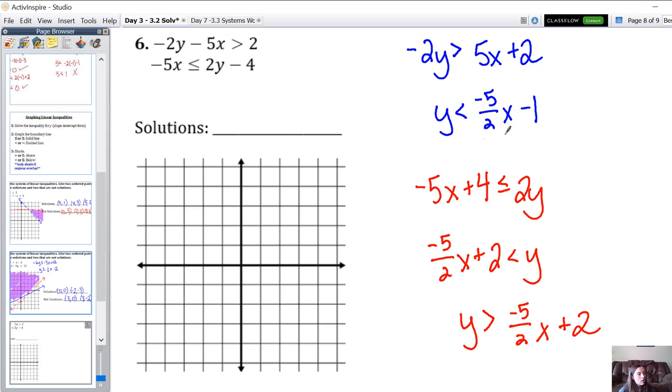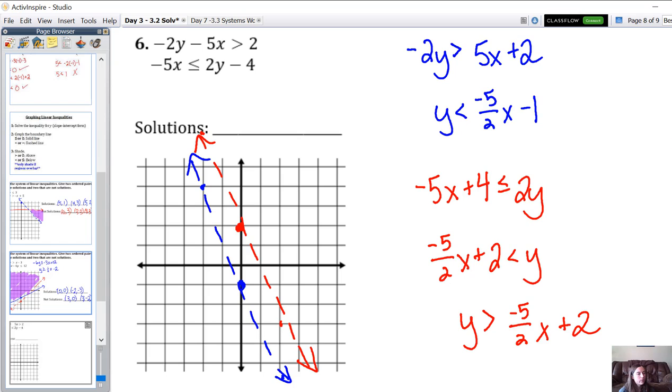Now let's graph. For the blue line, we have a y-intercept of negative 1. Our slope is negative 5 over 2, so we can go up 5 and to the left 2, or down 5 and to the right 2. Strictly less than, so we have a dashed line. Now for the red line, we have a y-intercept of 2. This time we have the same slope, so we can go up 5 and to the left 2. This one is also going to be a dashed line.